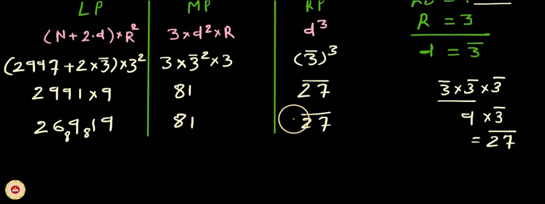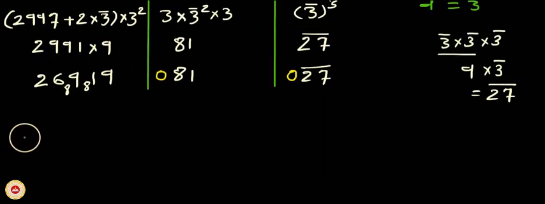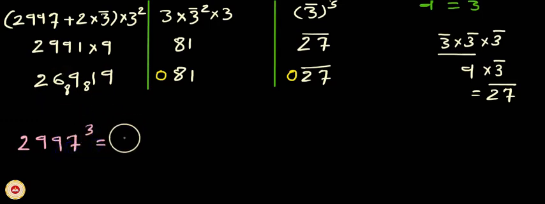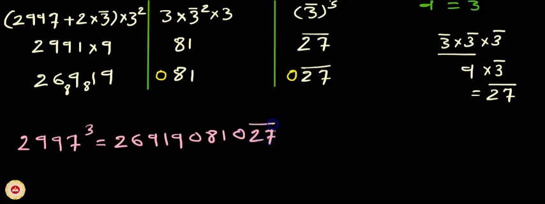So let us write 1 0 at the left of existing digits. Here also let us write 1 0 at the left of existing digits. Yes, now we have 3 digits in the middle part and 3 digits in the right part. Okay, now let us write the answer. 2997 cube is: left part 26919, middle part 081, right part 0 negative 27.